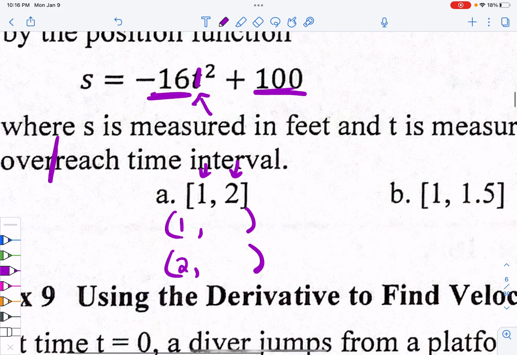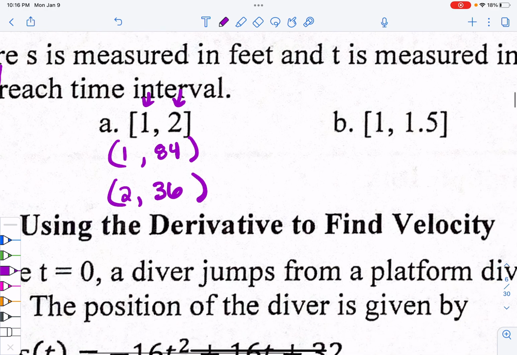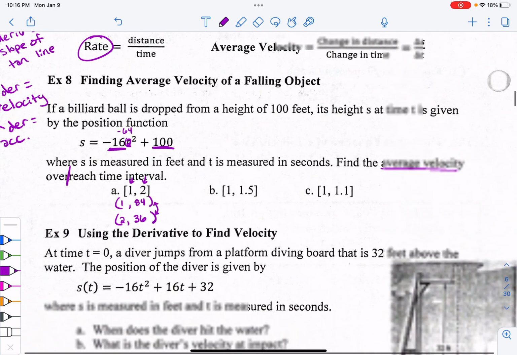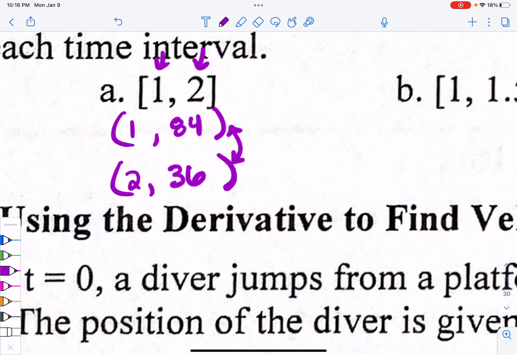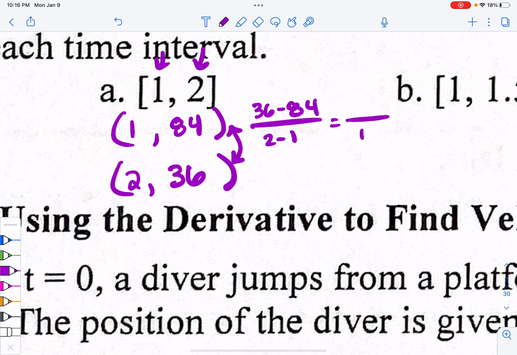So at a time of 1 second, if I plug 1 in here, this would end up being, I think, 84 when you plug it all in, okay? If I plug in 2 seconds, 2 squared is 4 times 16 is negative 64, and I add 100, that's 36. Then I would find the average velocity, the average rate of change, which means find the slope between those 2 points. 36 minus 84 over 2 minus 1, which is 1 on the bottom, so that's negative 48.